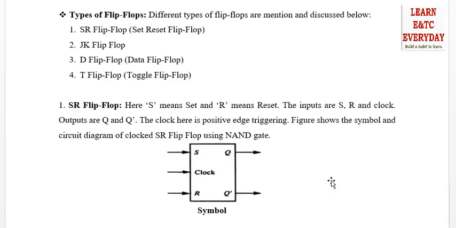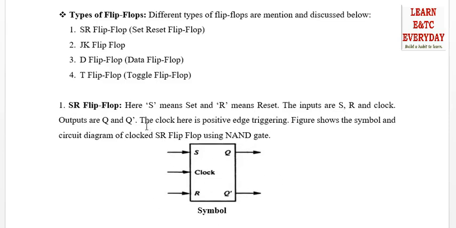Which are the types of flip-flop? SR flip-flops, JK flip-flops, D flip-flop, T flip-flop. So what is SR? S means set and R means reset. The inputs here are S, R and clock. You can see S, R and clock are the inputs, whereas the outputs are Q and Q complement. So this is the symbol of the SR flip-flop.